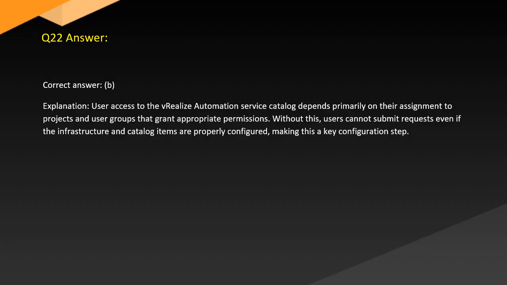Answer. Correct answer, B. Explanation. User access to the Realize Automation service catalog depends primarily on their assignment to projects and user groups that grant appropriate permissions. Without this, users cannot submit requests even if the infrastructure and catalog items are properly configured, making this a key configuration step.